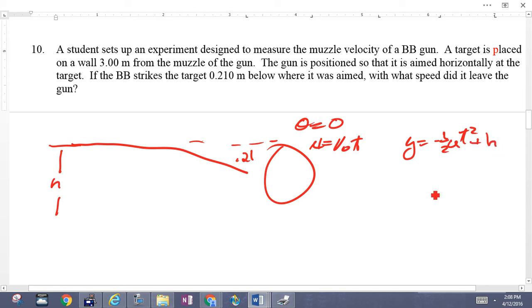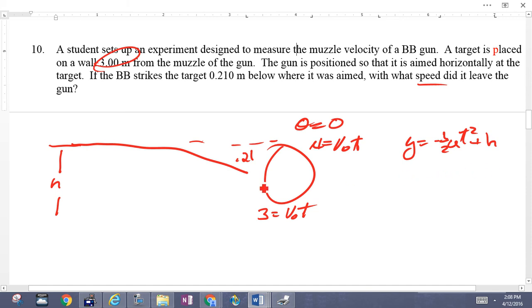Okay, now what we could do in this case is, we know that it travels 3 meters in x, and we don't know the speed. That's what we're trying to find. So let's work this out. In terms of x, all we know is that 3 is equal to v0 t. So there are 2 unknowns there. We can't go much further.